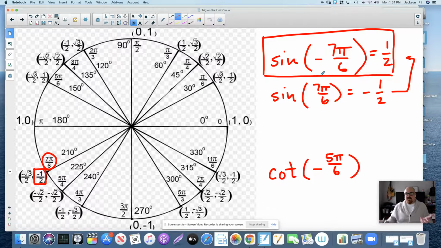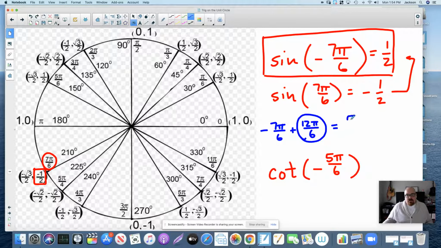Now this is not the method you have to use. Maybe you looked at this and said, I don't know where negative 7 pi over 6 is, but I'm pretty good at finding coterminal angles. So I'm going to add 12 pi over 6 to that, because I know that 12 pi over 6 is 2 pi, and we end up with 5 pi over 6. So 5 pi over 6 is coterminal with negative 7 pi over 6.